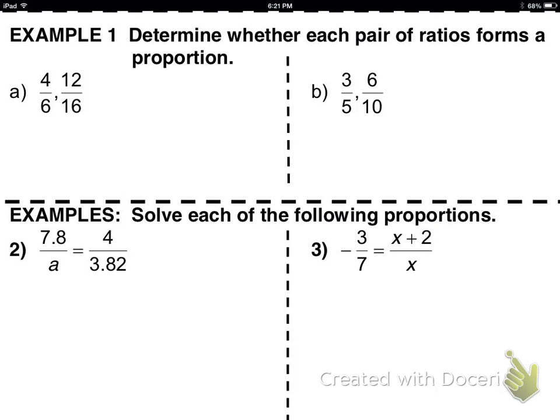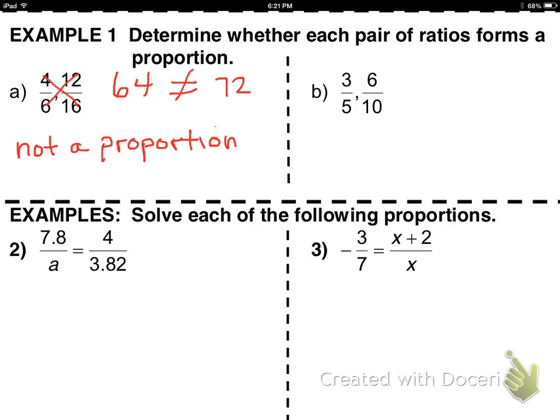So let's look at some examples. Let's first, in example 1, test to see whether a pair of ratios are equal, or whether they are a proportion. So in example 1a, we have the ratios 4:6 and 12:16. To test whether they are a proportion, we will do the cross product of 4 times 16, and that's equal to 64. And then the cross product of 6 times 12, which equals 72. Now we know that those two numbers are not equal, therefore these two ratios do not form a proportion.